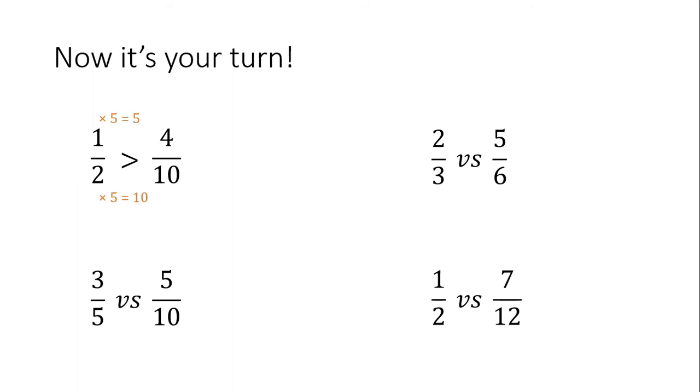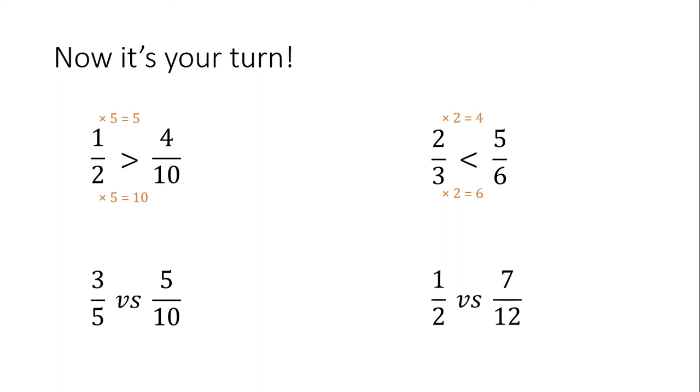Question on the top right, 2/3 versus 5/6. Well, how do we turn 3 into 6? We multiply it by 2. And since we multiply the denominator by 2, we have to multiply the numerator by 2. 2 times 2 is 4, so 2/3 is the same as 4/6. Is 4/6 more or less than 5/6? 4/6 is less, which means that 5/6 is more, so 5/6 is greater than 2/3.